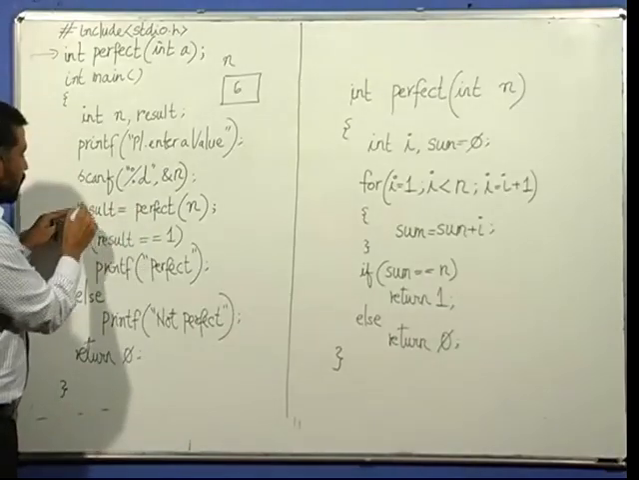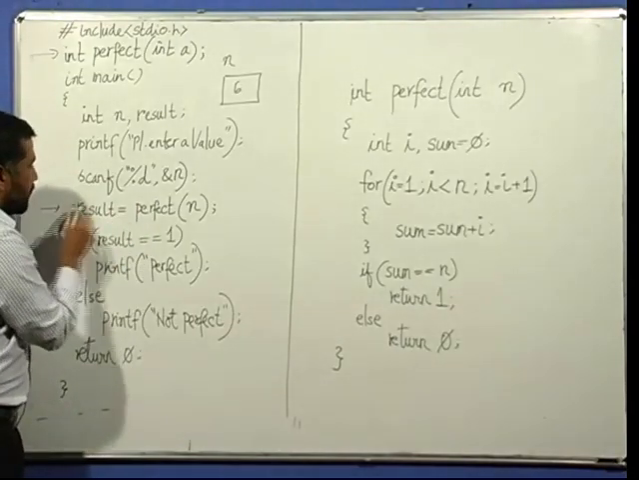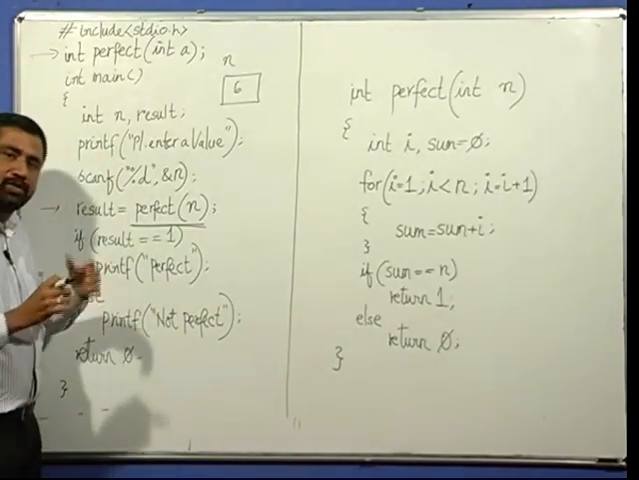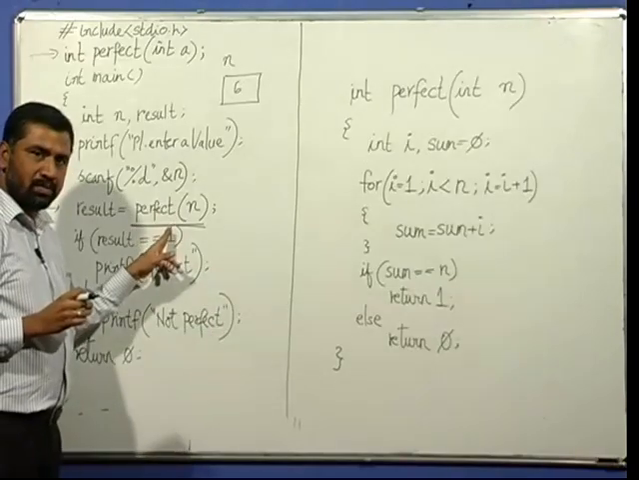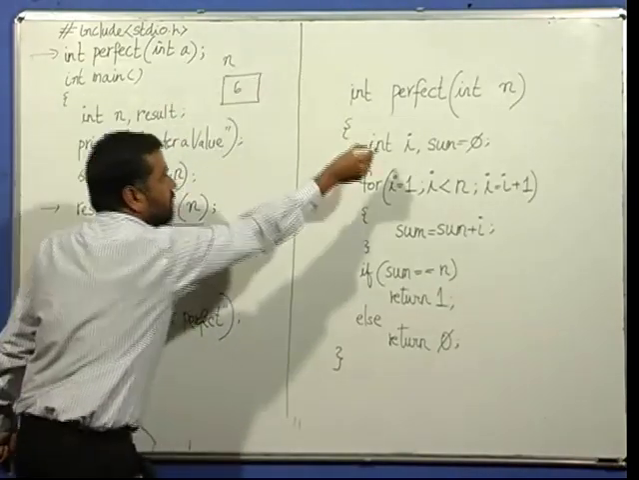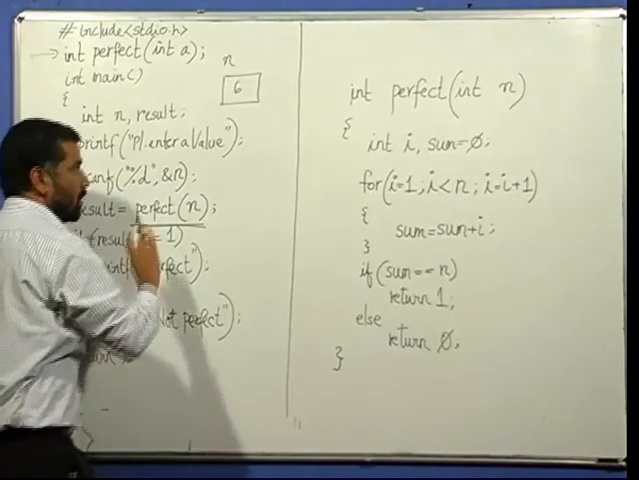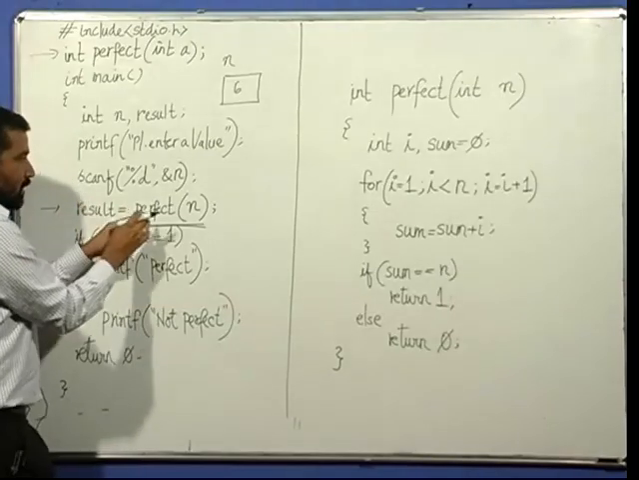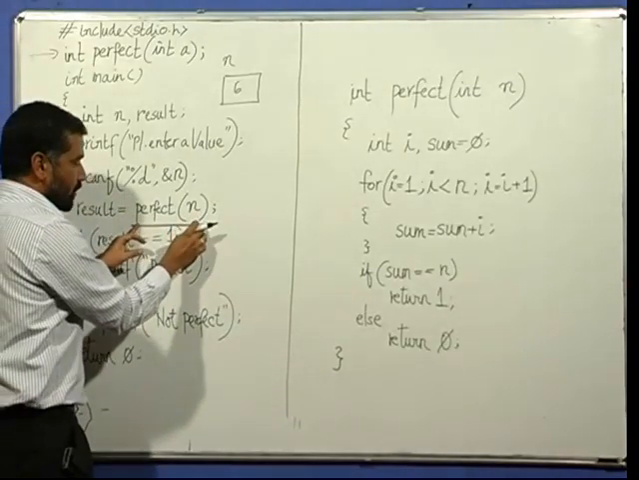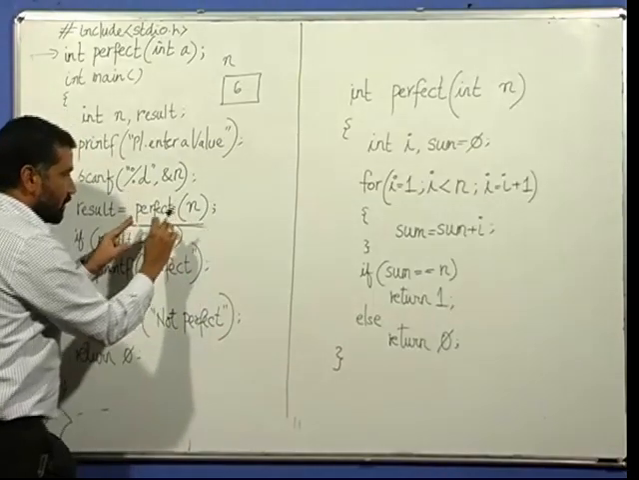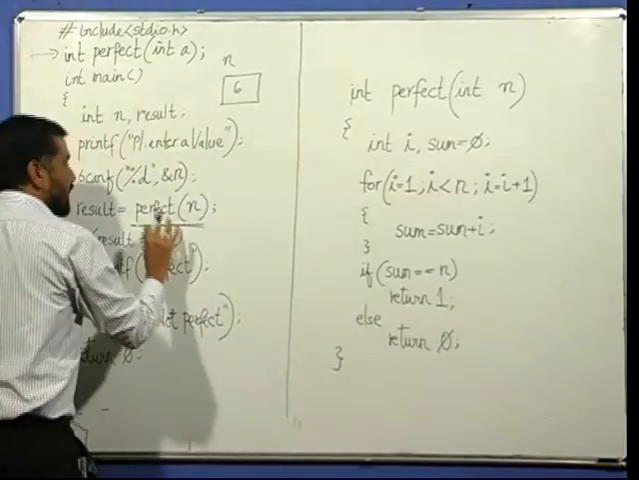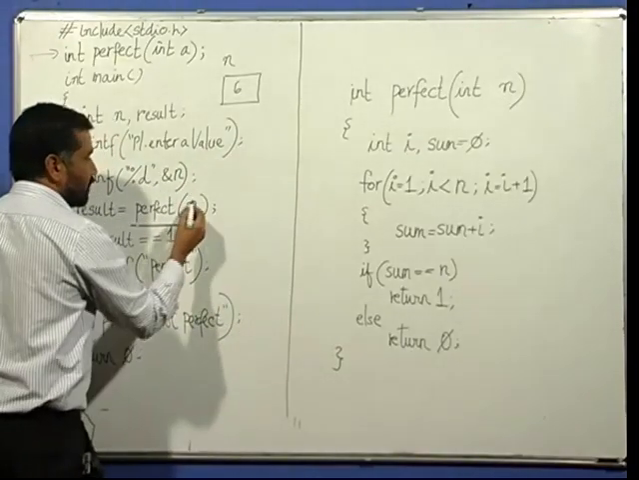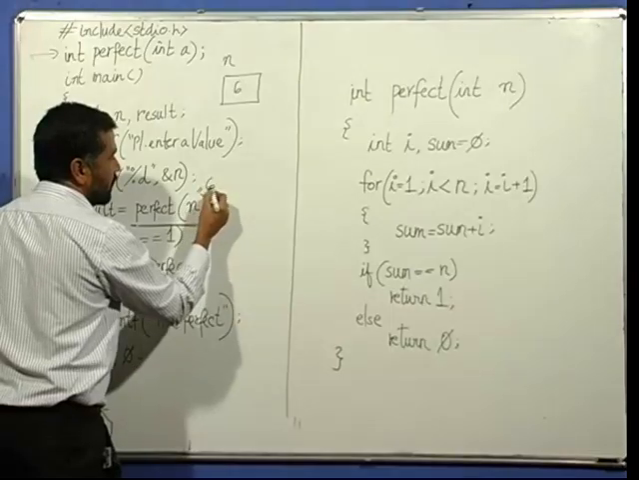Once the control comes to this line, it encounters the function call. As we already know, whenever a function call is made, the control jumps to that function. That is, before a value can be put inside result, it has to be evaluated. This function has to be executed. How does that happen? The control simply jumps. While jumping, the arguments get copied. For example, the value in n is actually 6 right now.